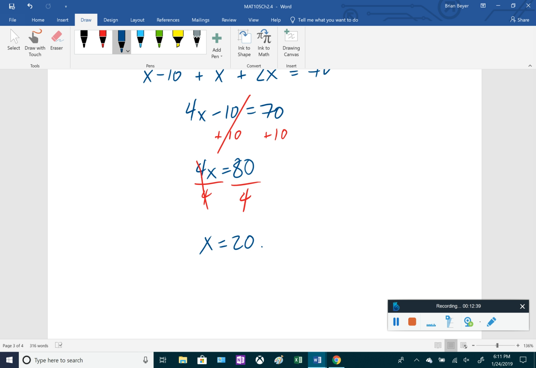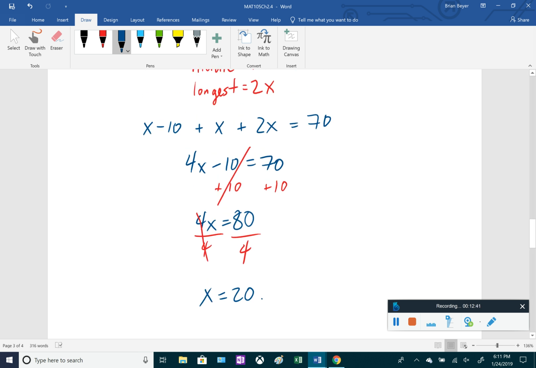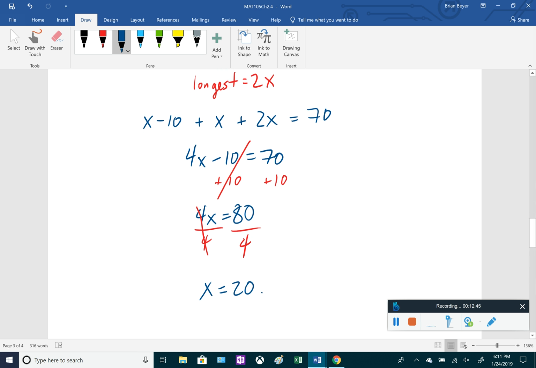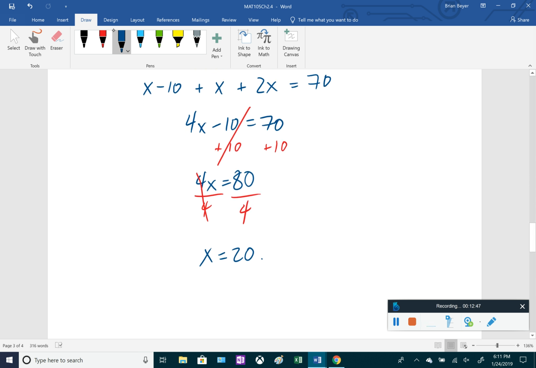So we have to be a little bit careful because what we solved for here was x. X represented the middle-sized piece. So I'm going to write a little answer key over here. The shortest is x minus 10. The middle was just x. And the longest is 2x.